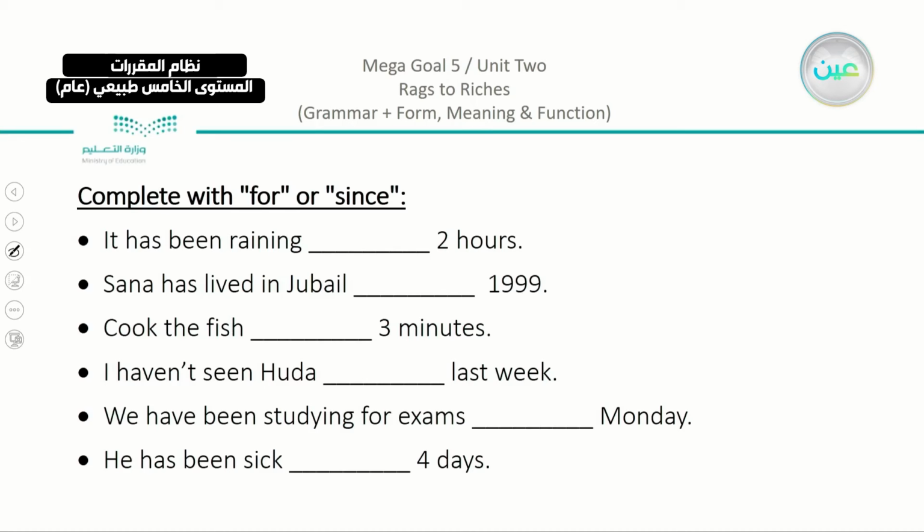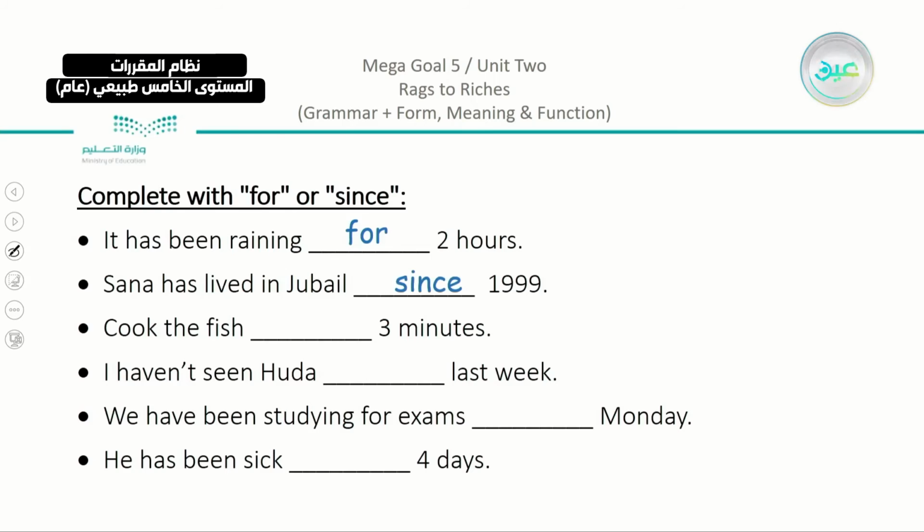It has been raining 2 hours. So we have here 2 hours counted, which means that we have here for. Sana has lived in Jubail since 1999. Here you don't just see a number and decide. You have to be aware what do you have here. Now I have a date, which is a period of time. So we have here since.